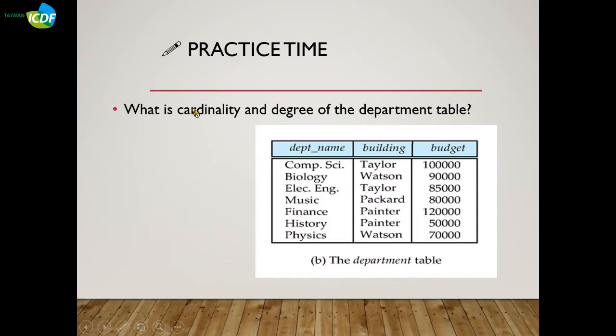If you can understand the meanings of cardinality and degree, now I think everyone can try to answer this question. What are the cardinality and the degree of the department table? I will give you 3 minutes to finish this question. Later, I will discuss the answer.